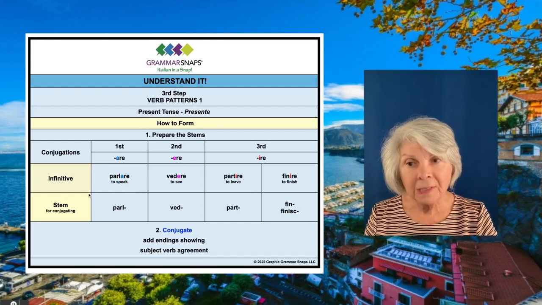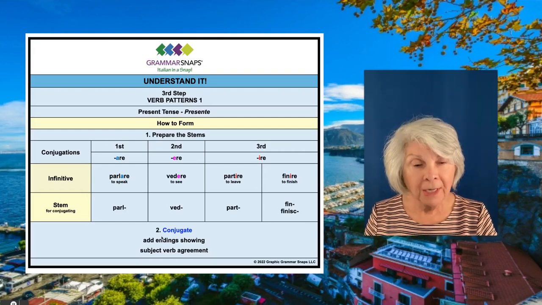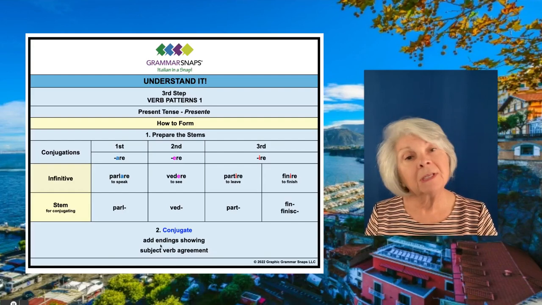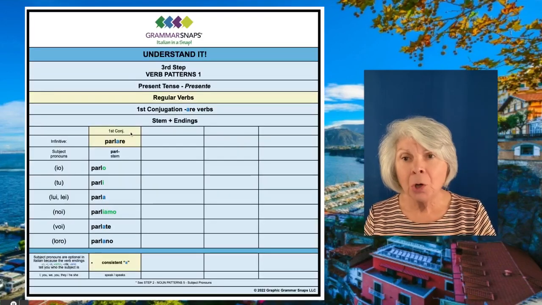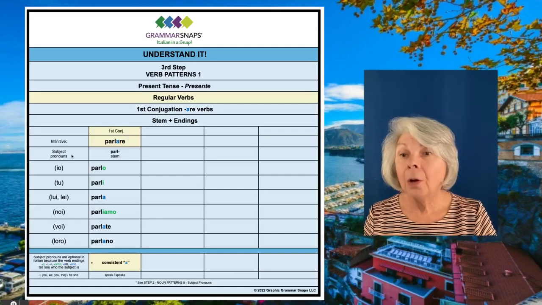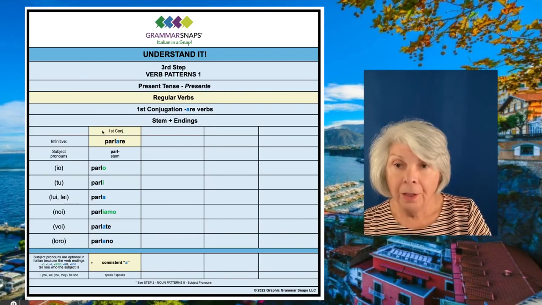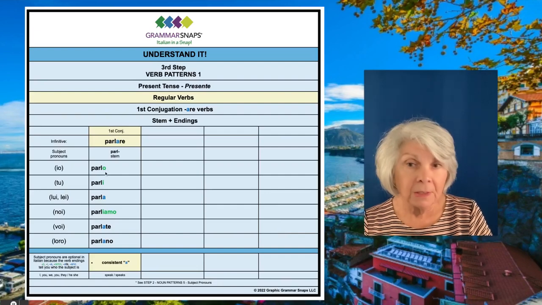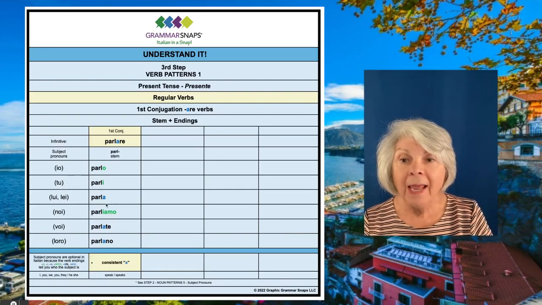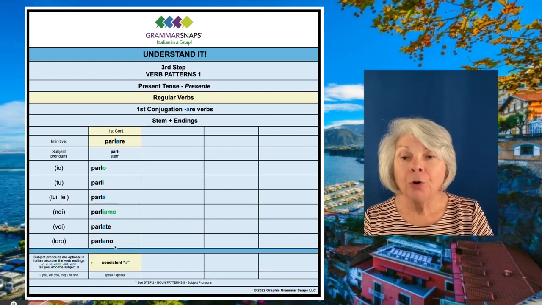So once we prepare the stem, we prepare to conjugate. That means to add endings showing subject-verb agreement. Let's start with the first conjugation, parlare. We need subject pronouns: io, tu, lui, lei, noi, voi, loro. I, you, he, she, we, you guys, they. Then we get our stem and add different endings. And we say, io parlo, tu parli, lui, lei parla, noi parliamo, voi parlate, loro parlano.